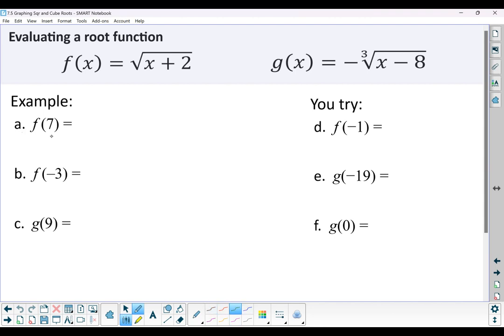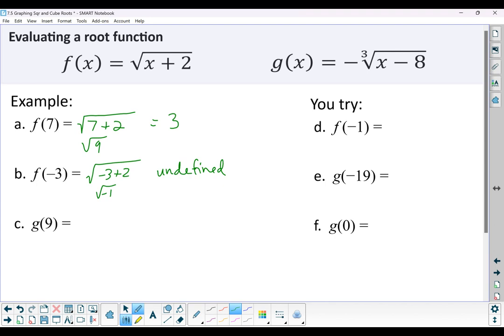So our first example, f of 7. If we substitute 7 in for x, we have the square root of 9, and so that is 3. F of negative 3, we're going to sub in a negative 3. We add 2. We end up with the square root of negative 1, and maybe you remember that that is i. When we're evaluating a function in order to graph it, we would just say that the function is undefined for that input.